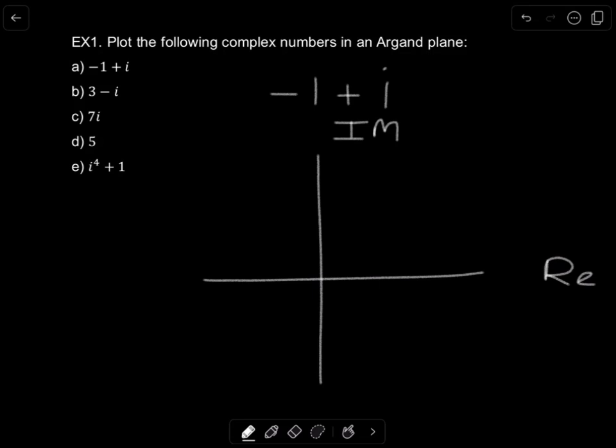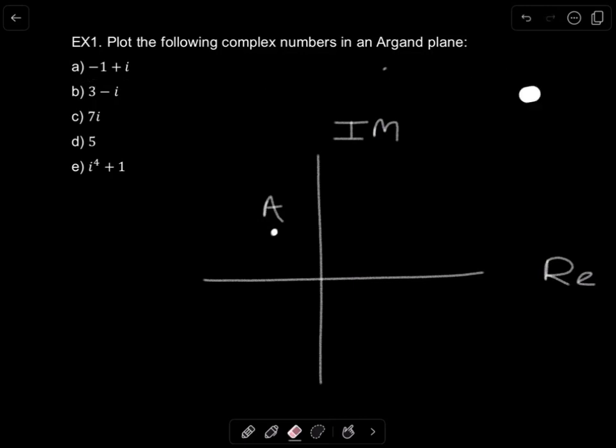So we have -1 plus 1i. We represent that with the ordered pair -1 and +1, because +1 is the coefficient of that i term. So -1 and +1, that is here. That's going to be point A for that one.